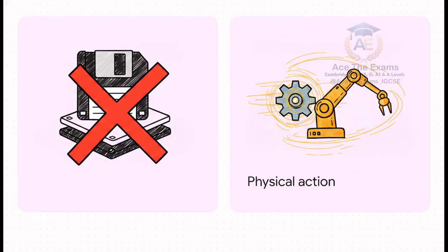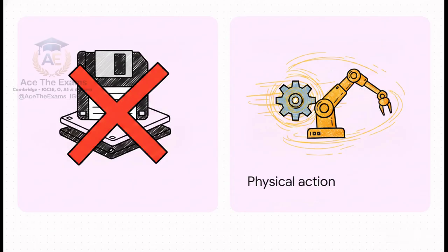Storage devices. Ask yourself, what does a hard drive have to do with control technologies? The answer is absolutely nothing. Students frequently confuse long-term storage media with the immediate physical output of an actuator. An actuator is a motor, a valve, a robotic arm. It performs a physical action out in the real world. You have to keep them separate.